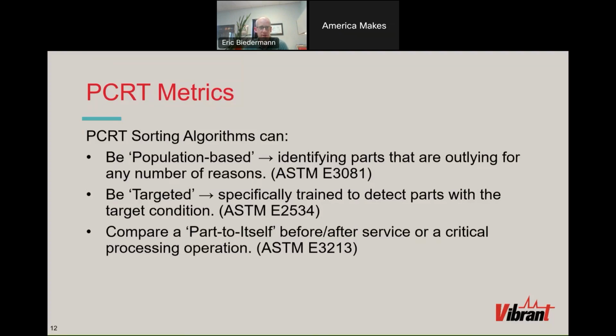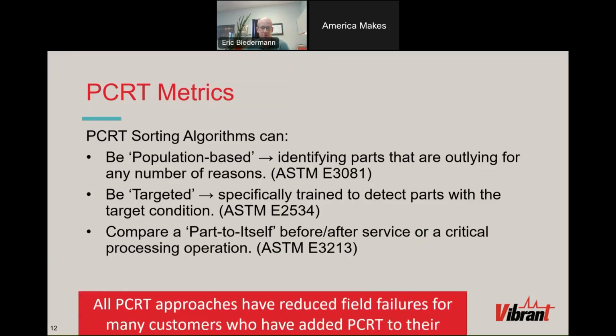flaws in individual components with what we call a part-to-itself approach. So we can take 2 scans or more of a component, an individual part, before and after some step, whether that is a manufacturing process like heat treatment or HIP, or perhaps a service interval for a part that is periodically overhauled. And we can compare the latest resonance scan to its prior resonance scan before that step took place and look at the change in resonance frequencies to indicate the formation of a defect or to monitor and control a manufacturing post-process. So several different ways that we can apply that. And that's covered by ASTM E3213.